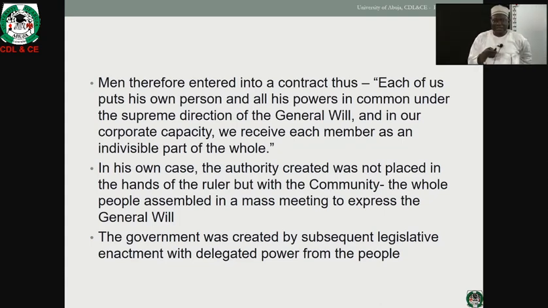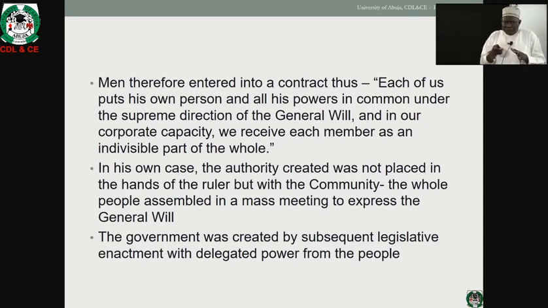He said men have agreed to come together under a supreme direction, the supreme authority of the general will. The general will means the authority, the powers given to the state by all of us, so that we now have become one citizen, under the control of the supreme direction of the general will of the government. In this case, authority created was not placed in the hands of the ruler, but with the community.